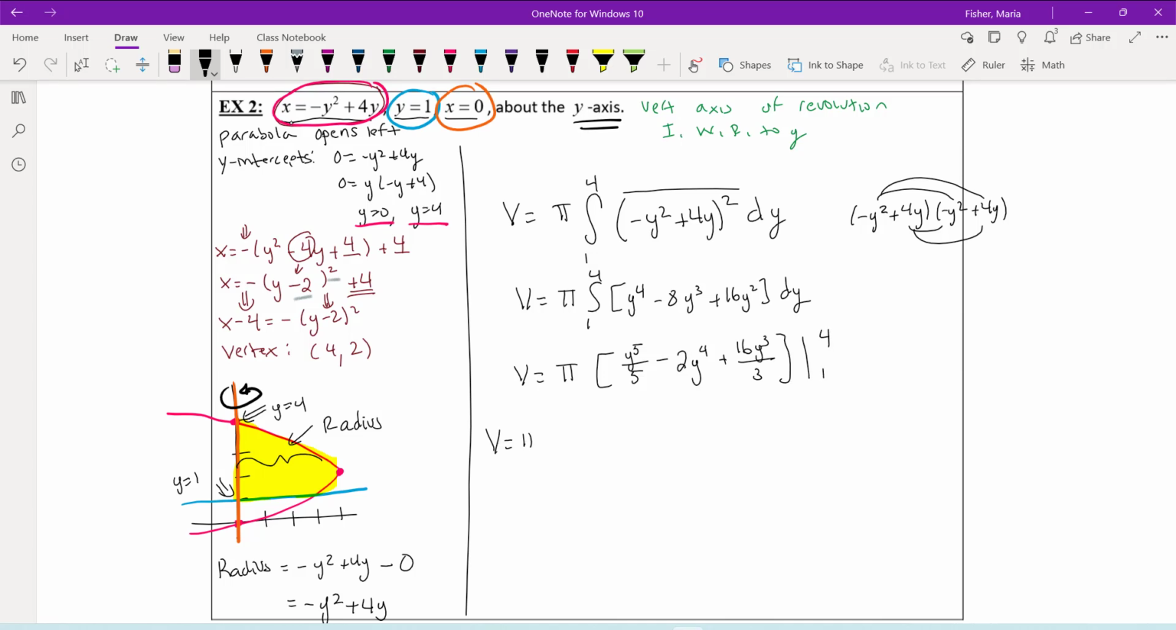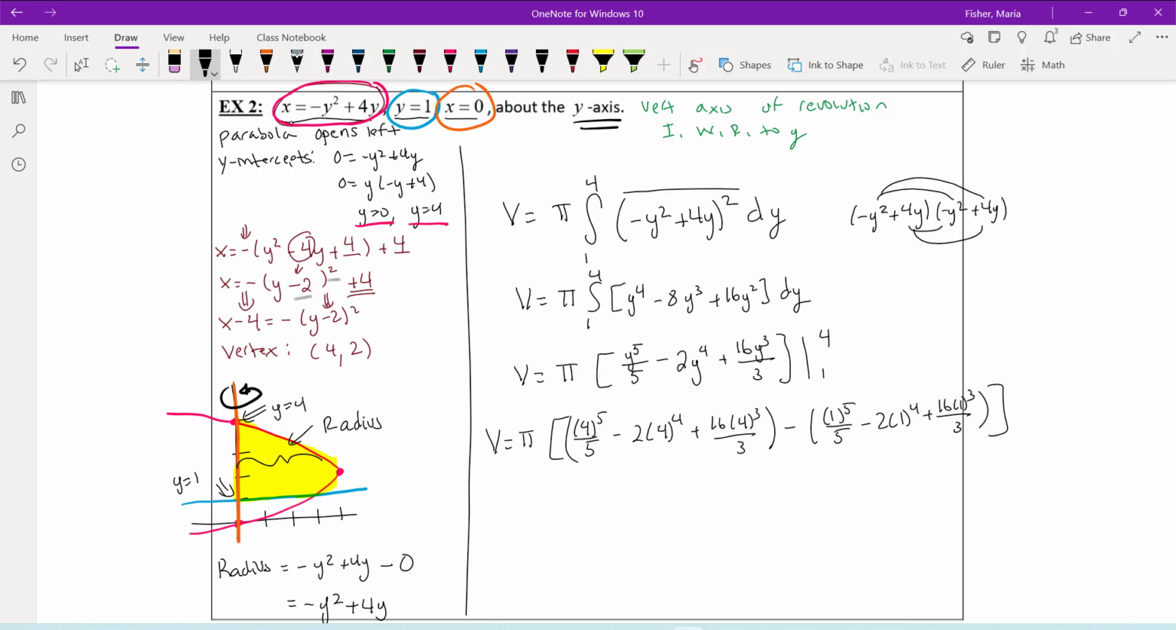Plugging in those limits of integration, we have 4 to the fifth over 5 minus 2 times 4 to the fourth plus 16 times 4 cubed over 3, minus 1 to the fifth over 5 minus 2 times 1 to the fourth plus 16 times 1 cubed over 3.